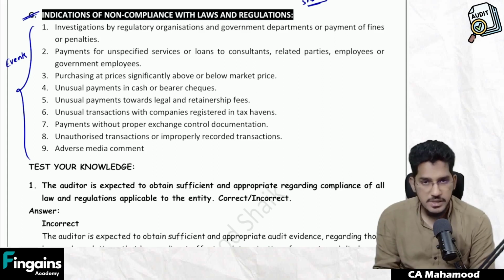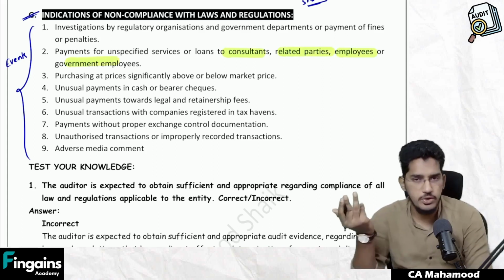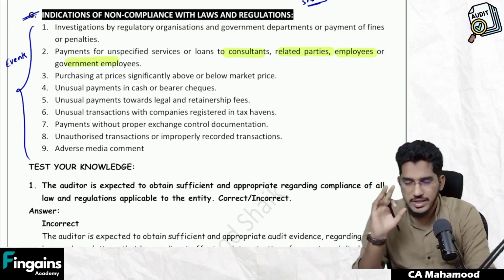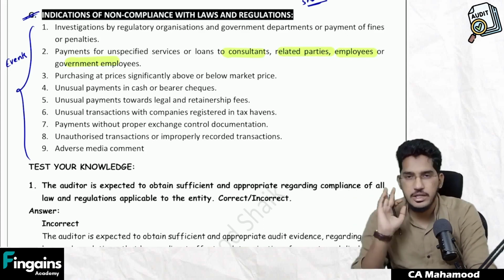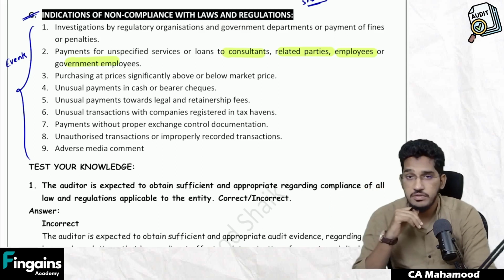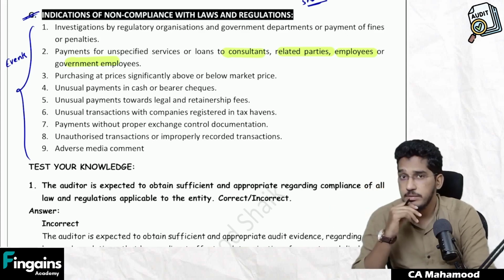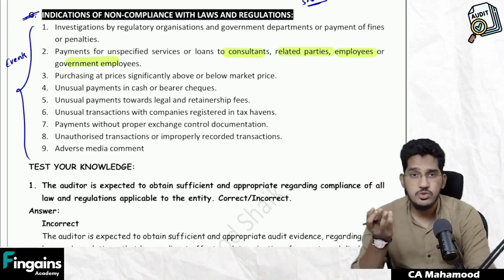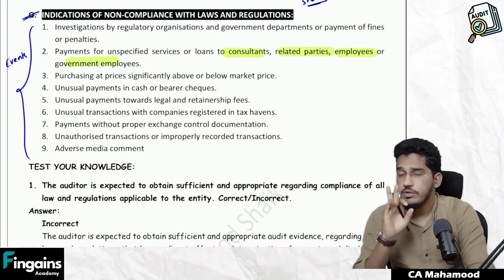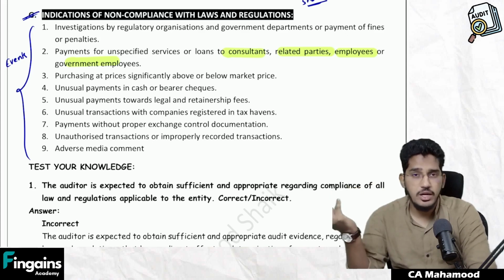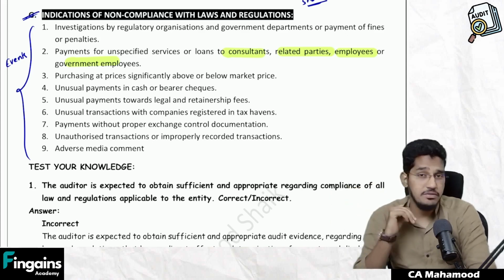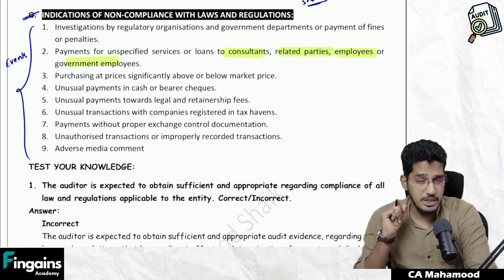Or payment for unspecified services or loans to consultants, related parties, employees, government employees. If you find that without mentioning any purpose, your client is giving money to related parties, that will be a violation of Companies Act. They might have violated provisions of Companies Act. Why? Because giving loans to related parties, you can't do in whatever manner we want. Even we have seen it in CARO also. If you find any huge amount of loans given to related party, there could be an indication they might have not complied with Companies Act.